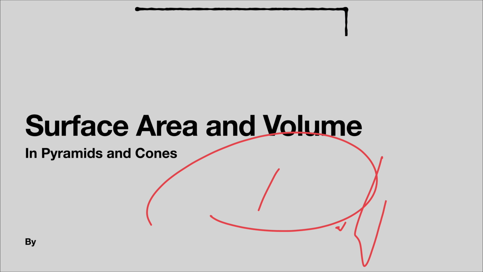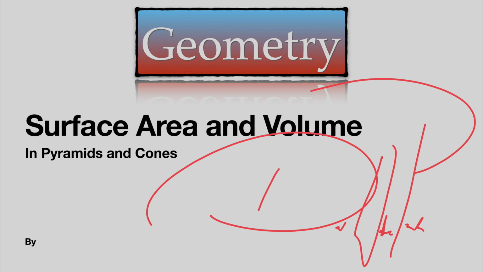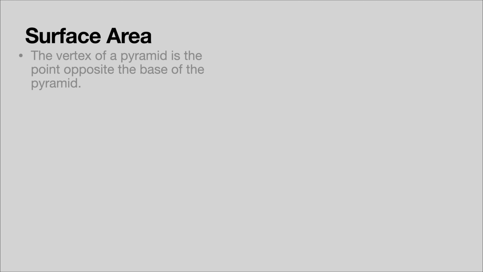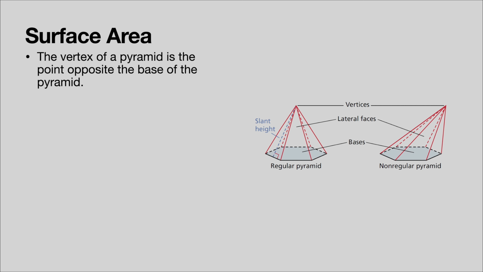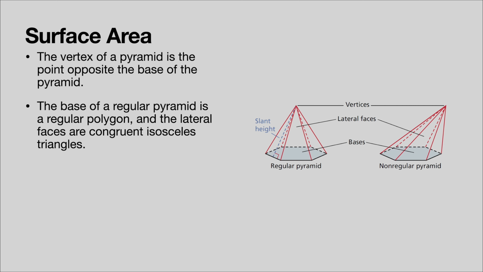All right, so let's talk about surface area and volume in pyramids and cones. We're going to start with surface area. So to understand surface area, we first need to understand all the sides of a pyramid. The vertex of a pyramid is the point opposite the base of the pyramid. Now, the base of a regular pyramid is a regular polygon. And the lateral faces, in other words, the side faces, are congruent isosceles triangles. You can see these all right here. And they are triangles because they're all going up to one specific vertex.